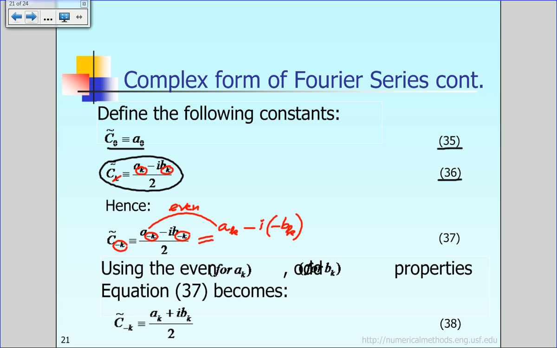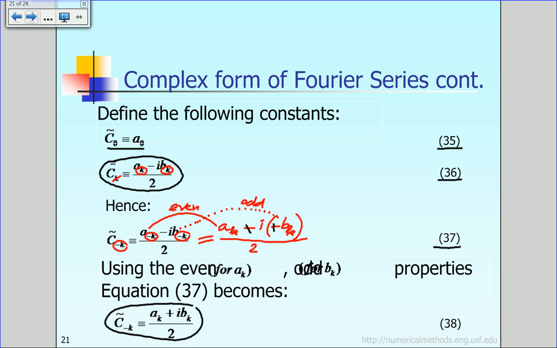The reason is because the coefficient B, we proved to you earlier that B is an odd function. And then divide by 2. So we can see clearly this minus sign here with another minus sign there, so it becomes plus. And therefore, equation 37 that you have here will become equation 38.